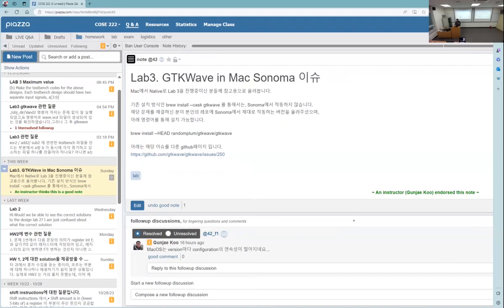Any questions about the lab? Okay. And if you have any issues, you can make an appointment with the TA, okay? And also you can stop by the TA's office.